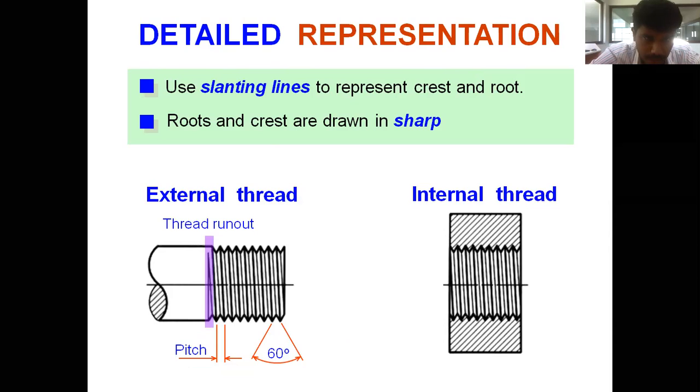This is the thread runout. Where it is going to start, or where it is going to end on this side, up to where it is going to stop. Runout means stops. Up to here the thread is there, and up to here it stops.